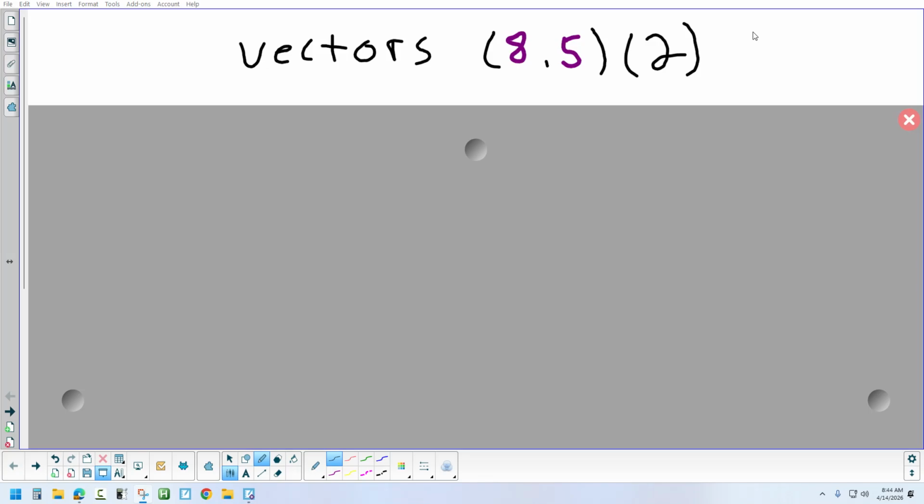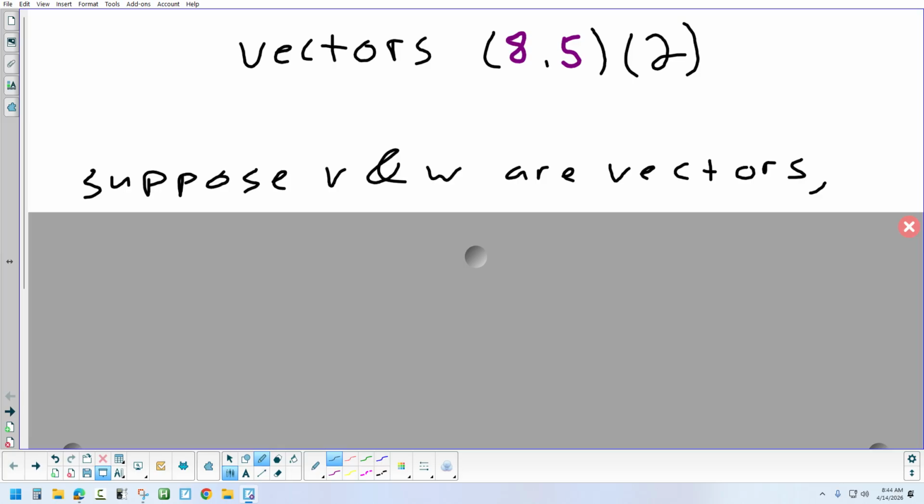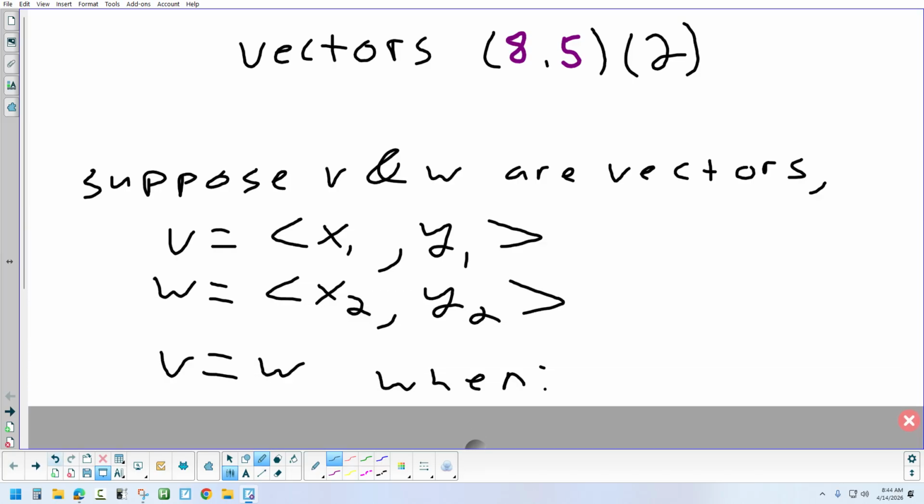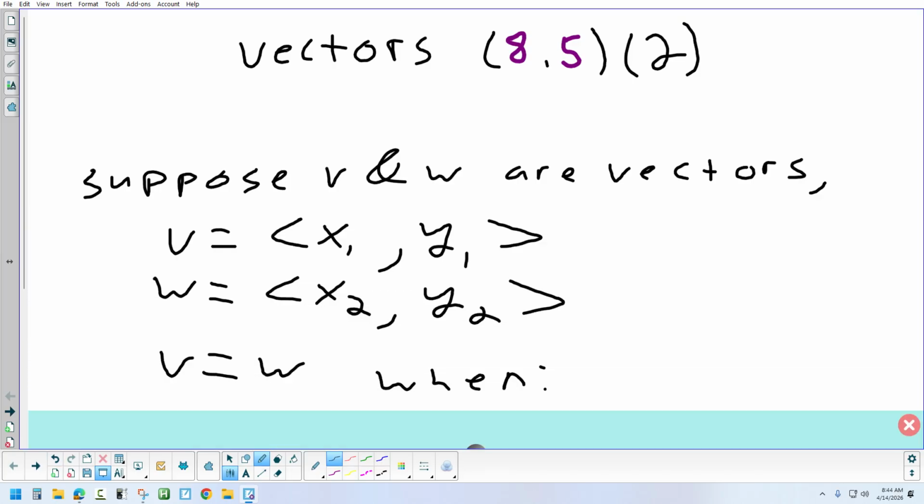All right, so we're going to continue looking at vectors. And the first thing I want to look at is what does it mean for two vectors to be equal to each other? All right, so I'm going to draw a picture, and I want you to tell me if you think the two vectors are equal.